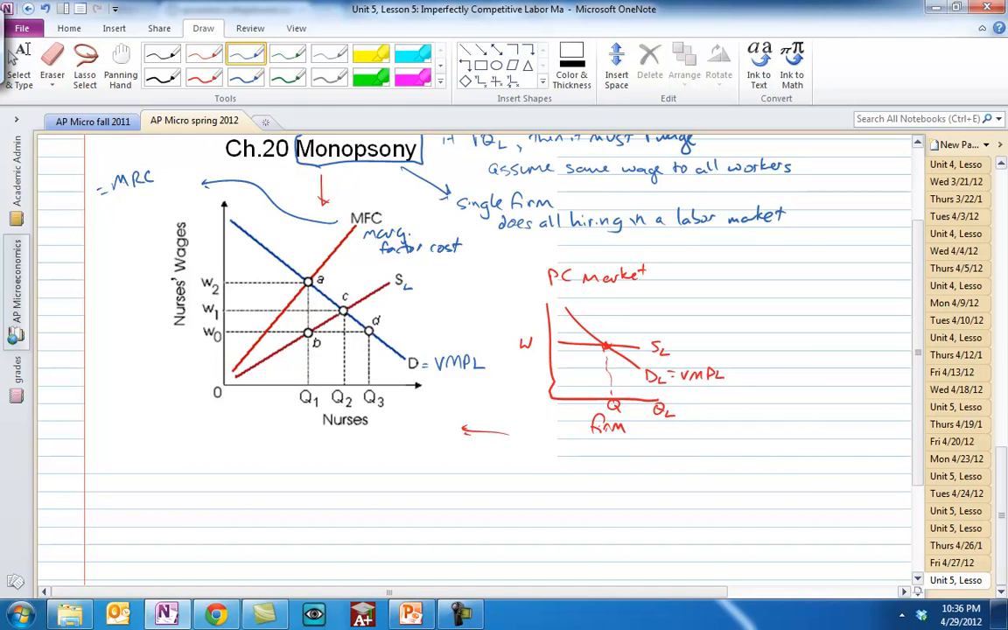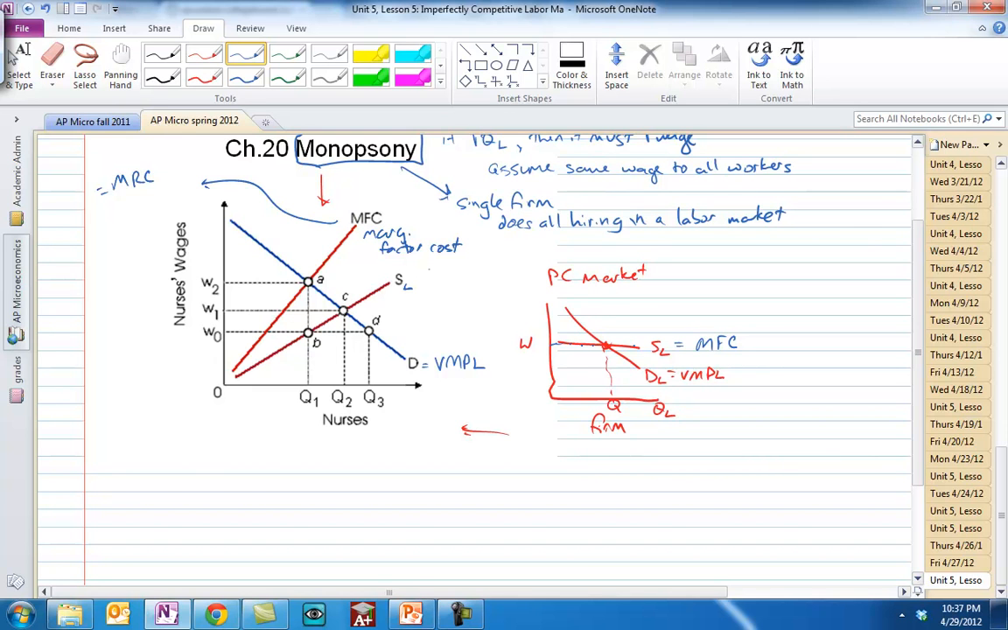And remember when I brought up this idea of marginal resource cost or marginal factor cost before, it was equal to the supply of labor. The marginal factor cost, the additional cost in a perfectly competitive labor market of hiring an additional worker, is equal to the market wage. That's how much more they have to pay to get an additional worker, just the amount of the wage. But here we see with a monopsony, or with any imperfectly competitive labor market, the marginal factor cost is not the same as the supply of labor.